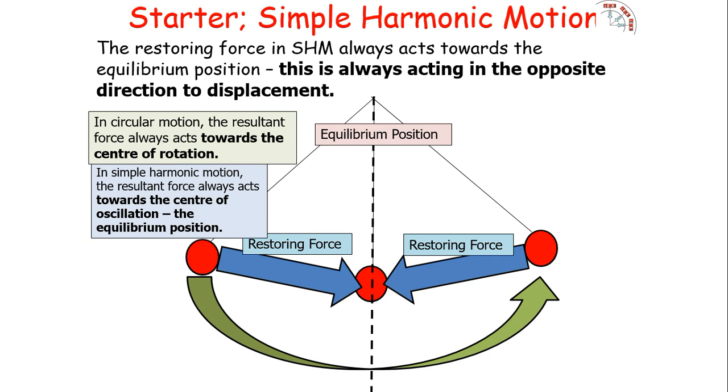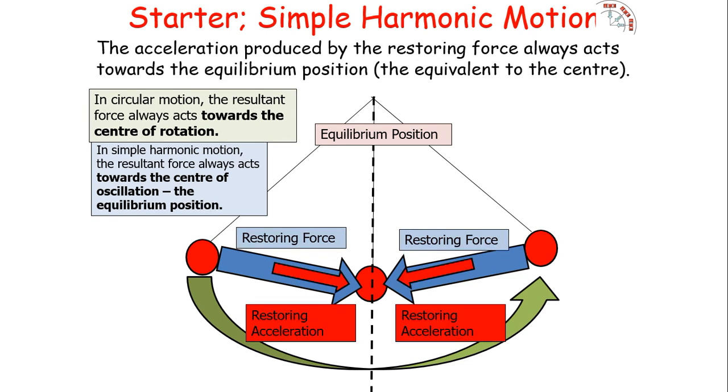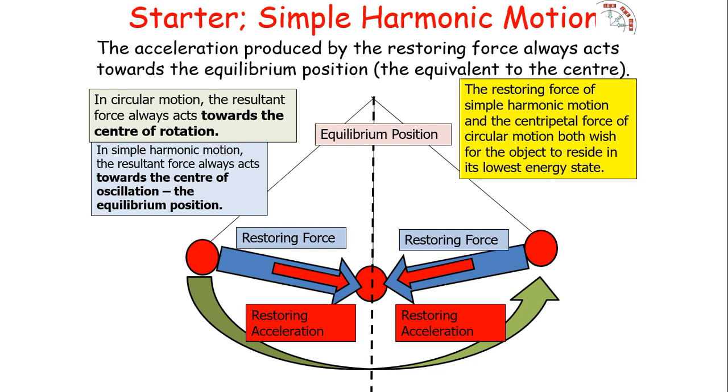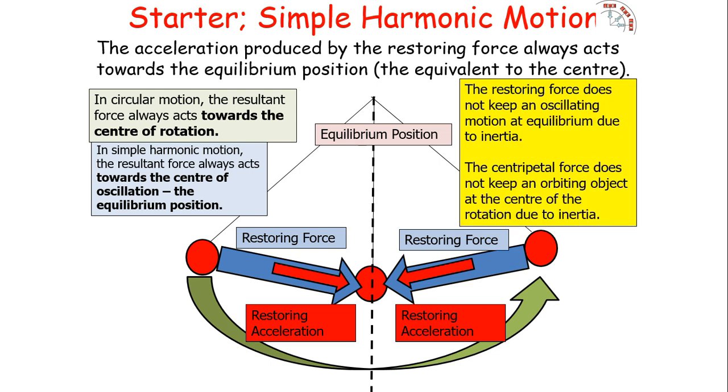Now, what do we know? In simple harmonic motion, the resultant force always acts towards the center of the oscillation, the equilibrium position, which is actually very similar to circular motion, where the resultant force always acts to the center of rotation. The restoring acceleration will act in the same direction as the restoring force, towards the center of the oscillation. The restoring force of simple harmonic motion is equivalent to the centripetal force of circular motion, because both forces are trying to make the object reside in its lowest energy state.